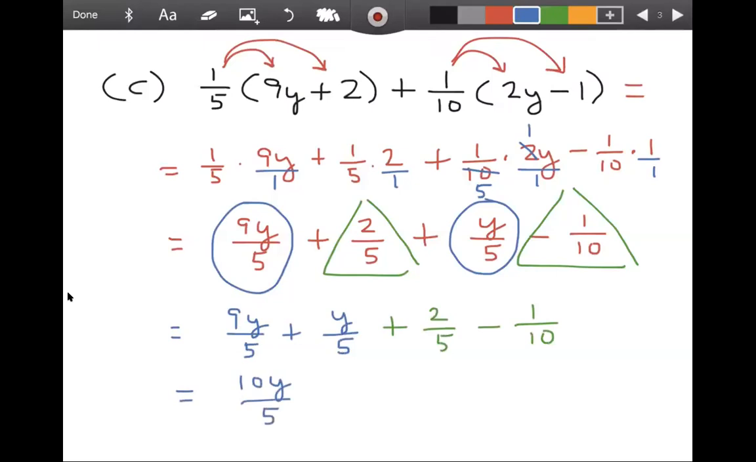Okay, and now in order to do 2/5 minus 1/10, I need a common denominator, which would be 10. So let's multiply the top and the bottom of this fraction by 2.